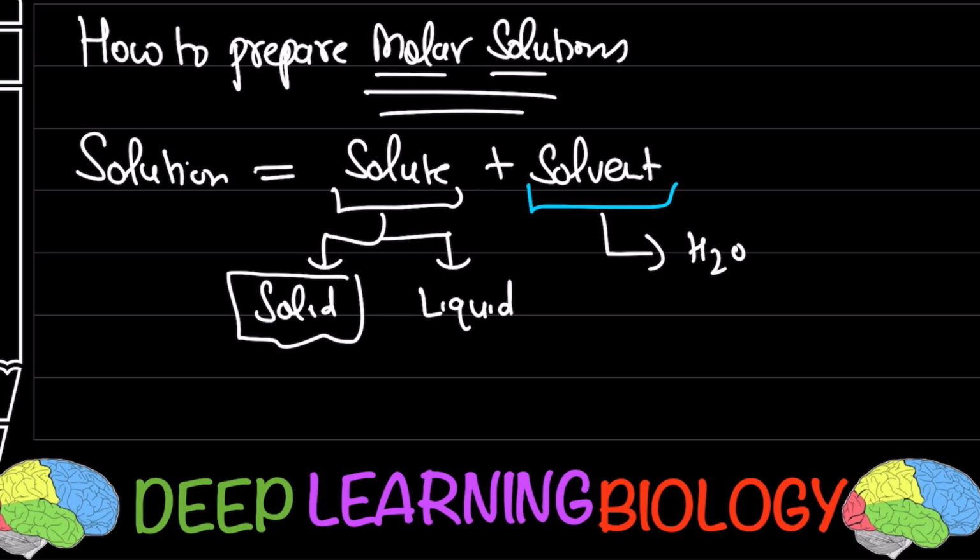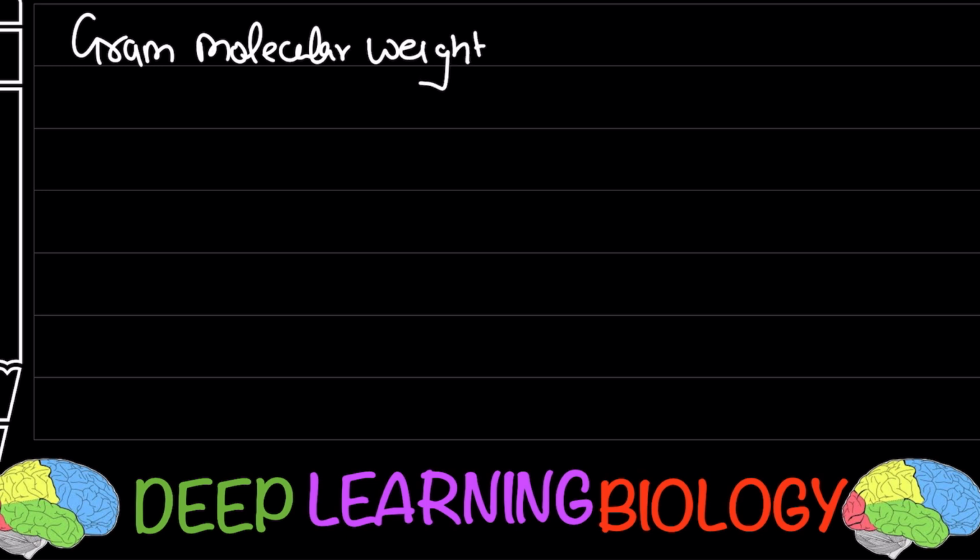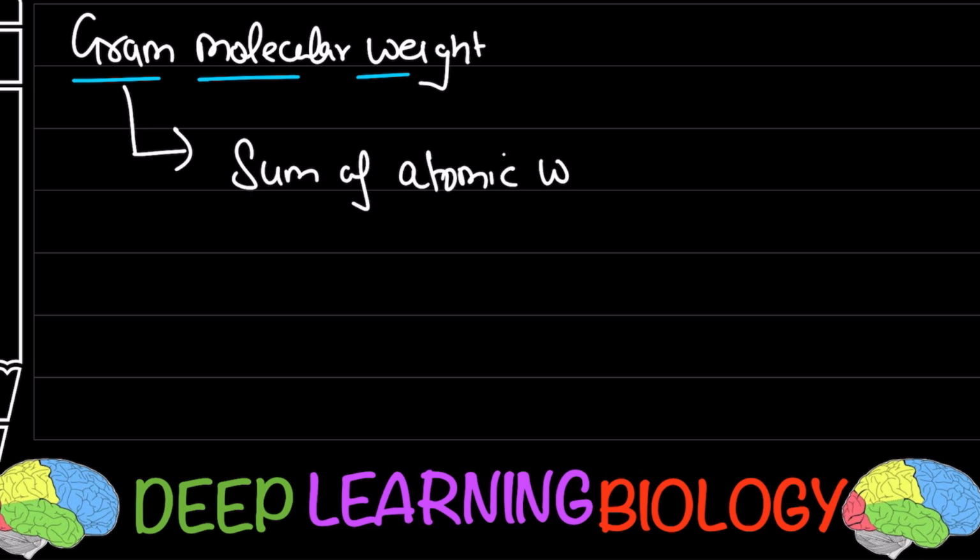Now before going further, I just want to remind you about gram molecular weight. You can easily calculate gram molecular weight for any chemical. Keep in mind, gram molecular weight is actually the sum of the atomic weight of each atom which is present within a chemical.